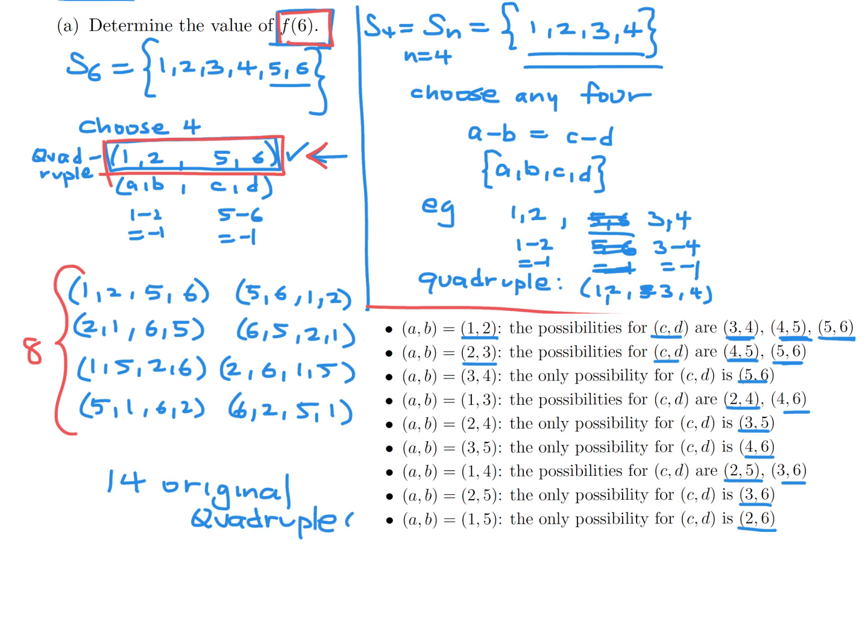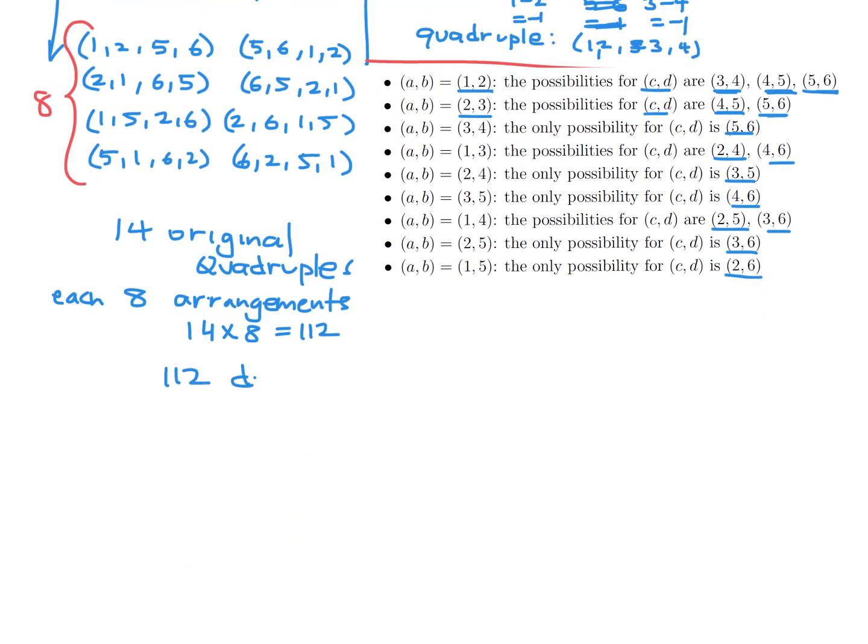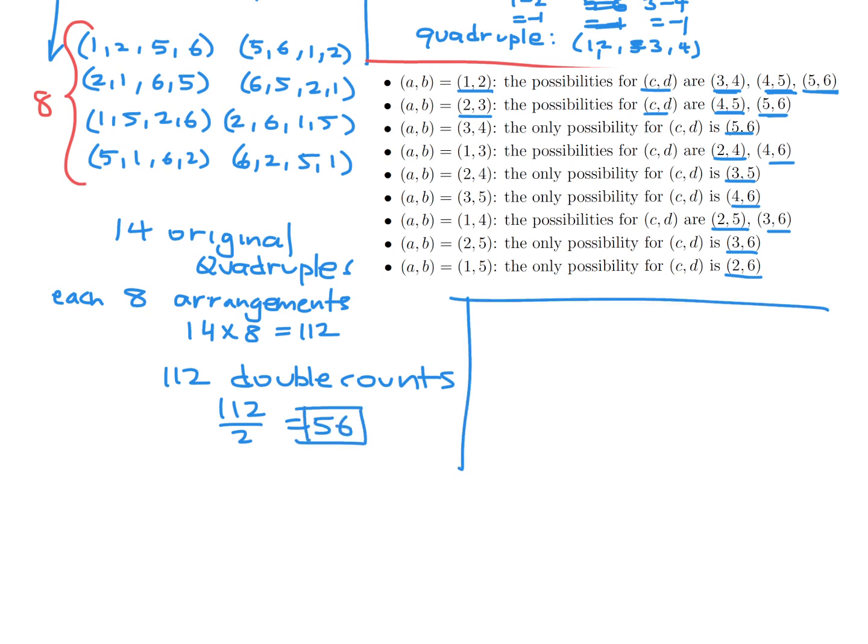And then each of them has 8 arrangements as shown here. So each has 8 arrangements. So therefore the total would be 14 times 8, which is 112. But however, that 112 double counts. So you'd have to divide that 112 by 2 and get a final answer of 56. Now, why does it double count? And I think I need to show that.